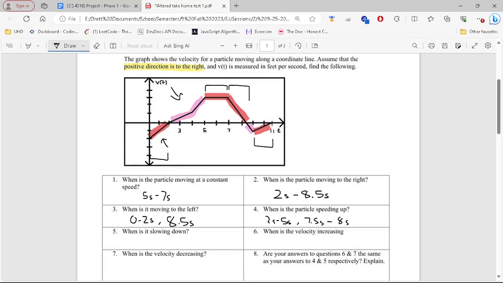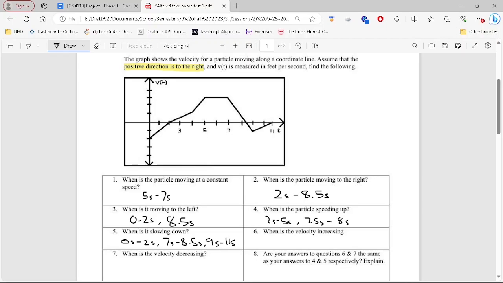So let's write that down. When is it slowing down? From 0 seconds to 2 seconds, from 5, no, my apologies, this does not qualify, because there's no change in velocity, there's no change in speed here. So from 7 seconds to 8.5 seconds, and from 9 seconds to 11 seconds.